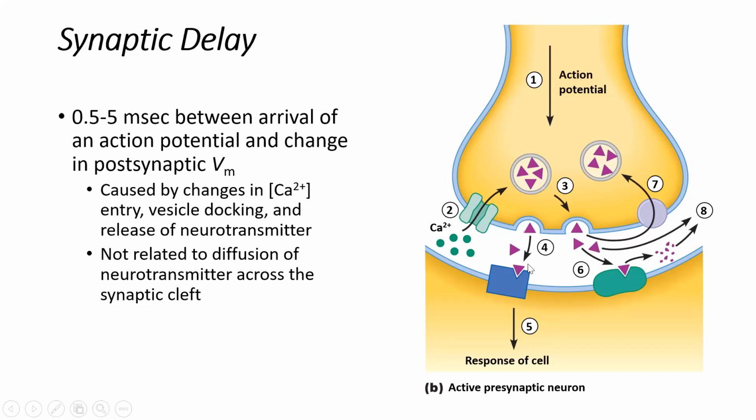So let me say that in another way here. The slight delay that we see between the action potential getting here and there being a membrane potential change on the other side is due to the time it takes for the synaptic vesicle to dock on the membrane of the axon terminal and for that neurotransmitter to be released into the junction. The delay is not due to the time that it takes for the neurotransmitter to diffuse across, okay? So just to clarify the cause of that synaptic delay.